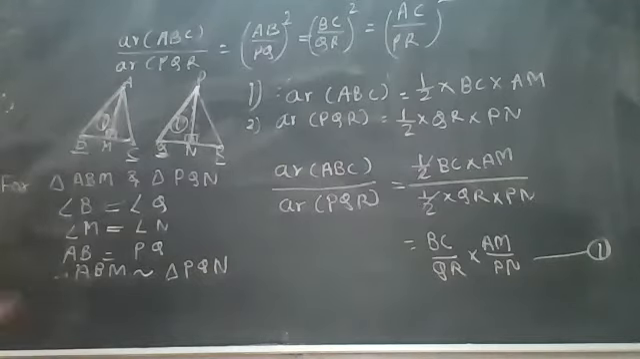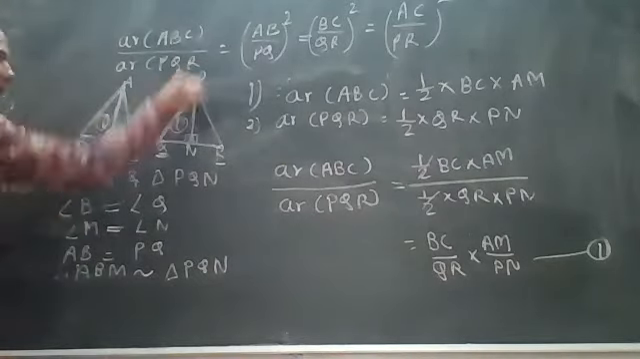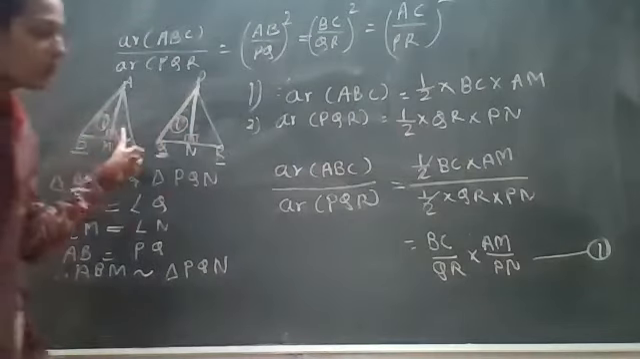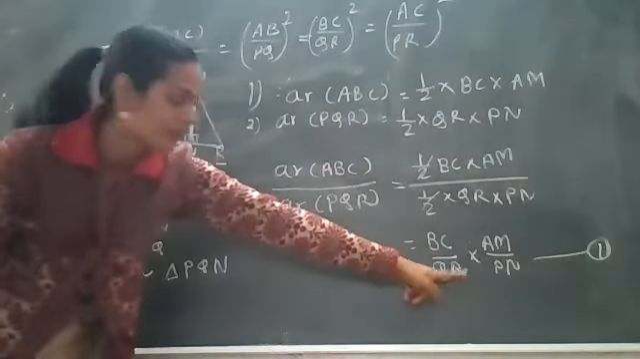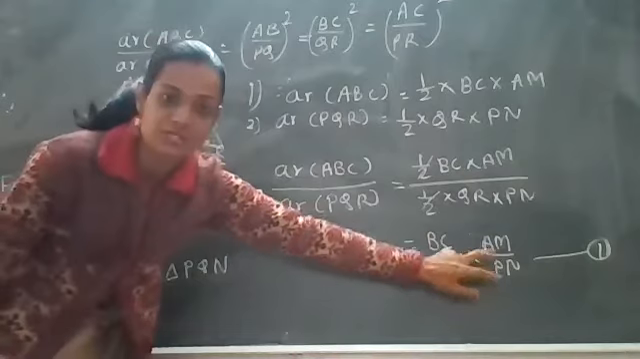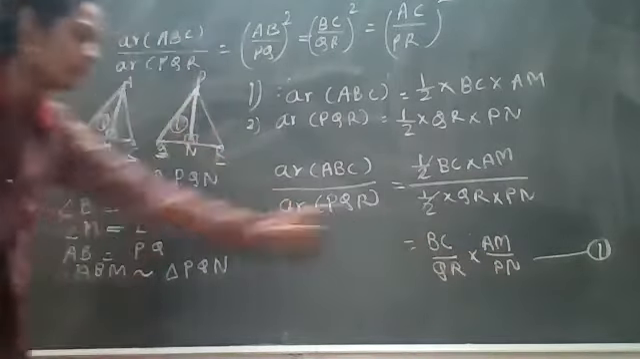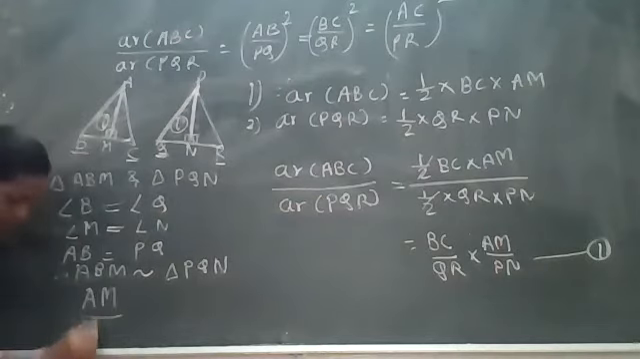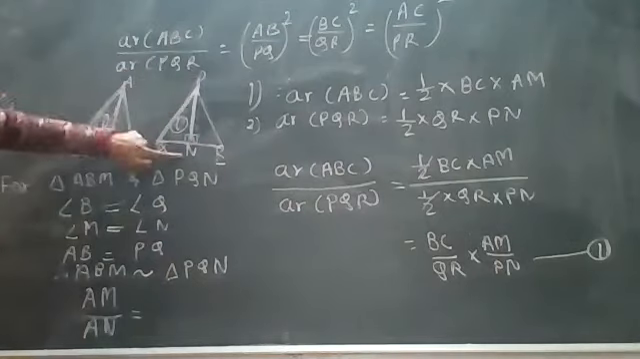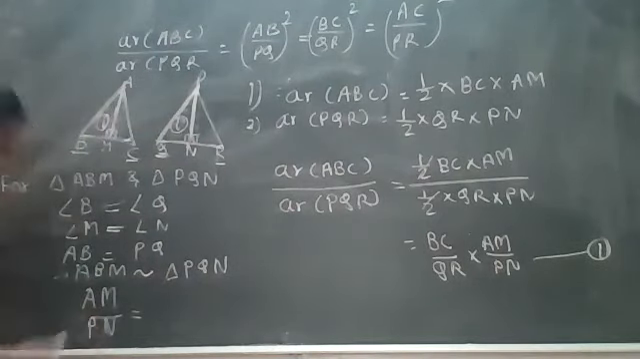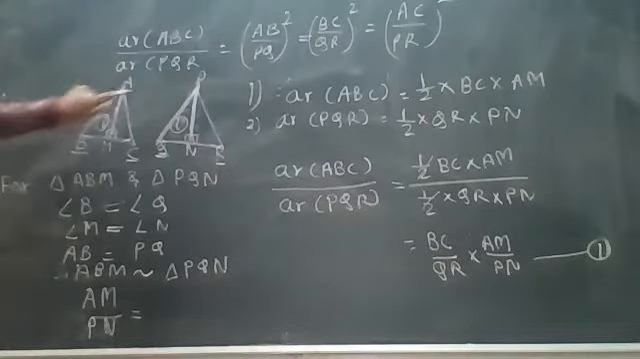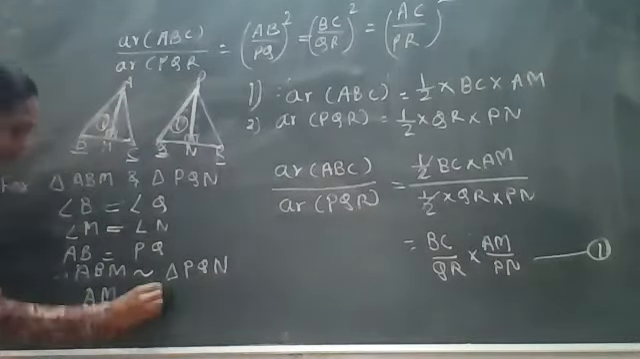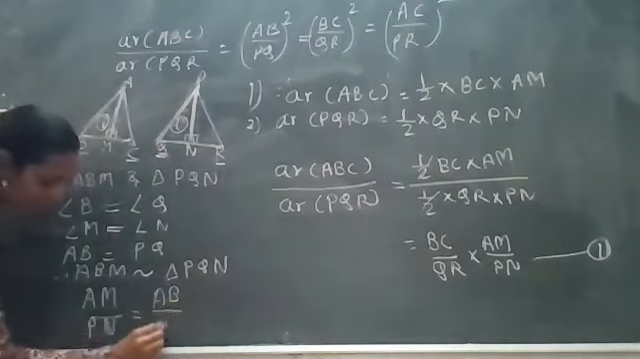So what can we write? We can write AM upon PN. That is what we have to find. Why do we want this? We have to replace this one. AM upon PN, we have to put something else in its place, right? So we are finding this one. So we can say AM upon AN, AM upon PN. PN is equal to what will become here, side AB upon PQ, right? AB upon PQ.